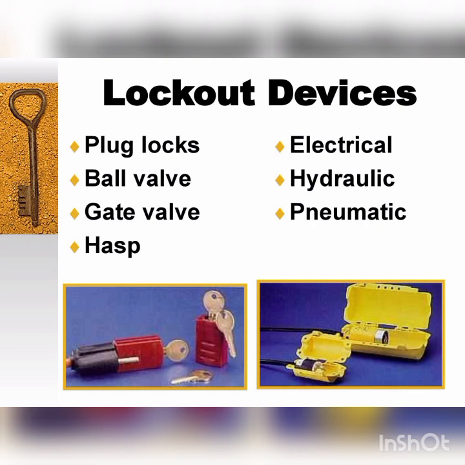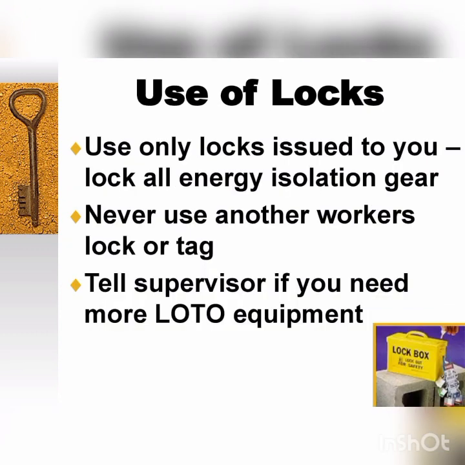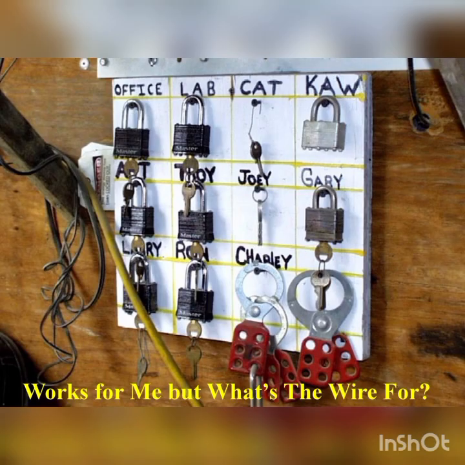Use of the locks: where the locks are used and how you can use them. Use only the locks issued to you. Nobody is allowed to use another person's lock, because the locks are specified for the specific type of energy associated with them. Names are mentioned, so this person has this electrical lock and will apply it on the electrical panel only, and his name is also mentioned on the lock.